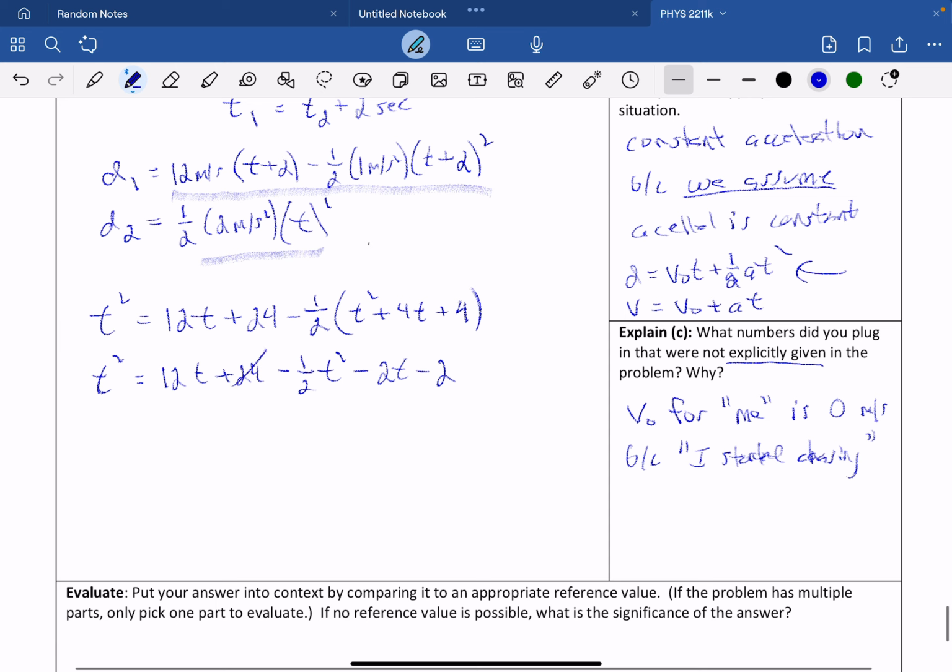So this 24 and this 2 become a 22, and this 12t and that 2t become a 10t, and I still have the 1/2 t squared, so this gives me 1.5 t squared minus 10t minus 22 equals 0. Now that is a quadratic equation.